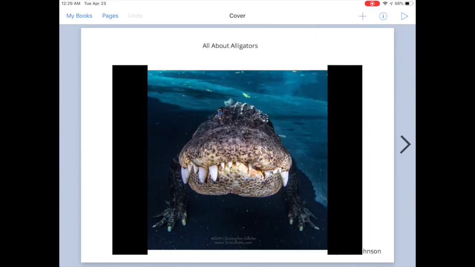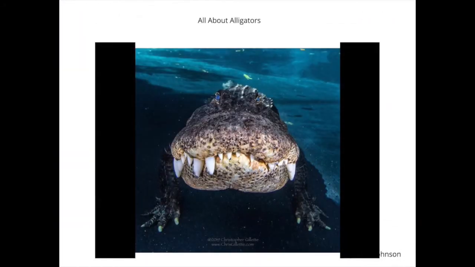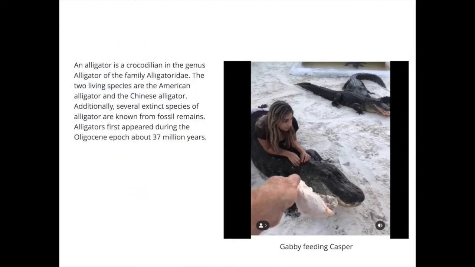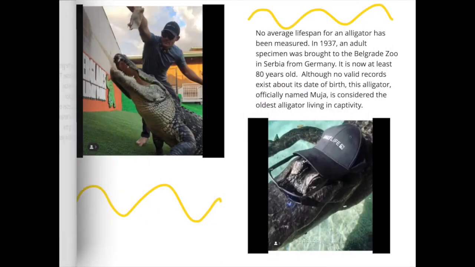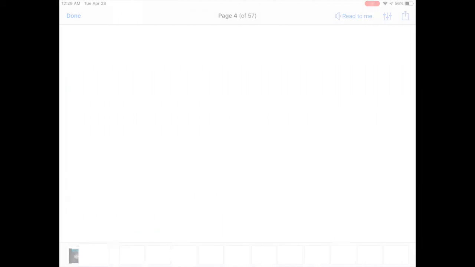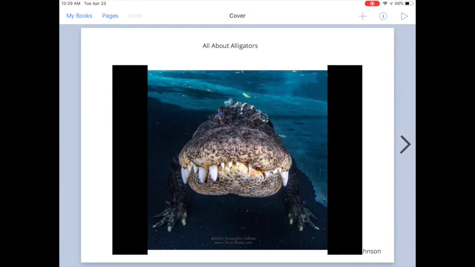Of course, if you want to preview your book, go back to your cover page and then hit the play button in the upper right-hand corner. From here, you can then play your book by swiping. And you can see that it does the page curls. And then click Done when you're finished.